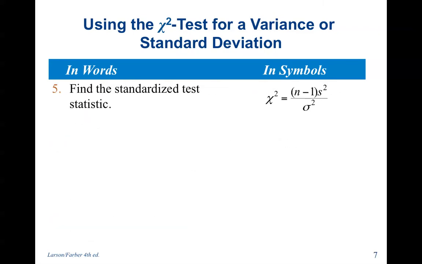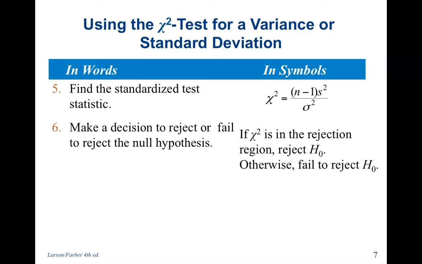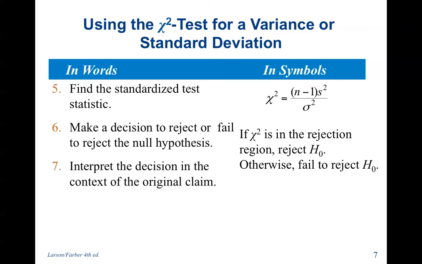Find the standardized test statistic, and here it is: chi-squared equals n minus 1 times S squared divided by sigma squared. Make a decision to reject or fail to reject based on where it falls in the region. Interpret the decision in the context of the original claim.